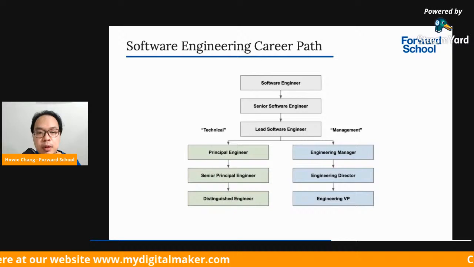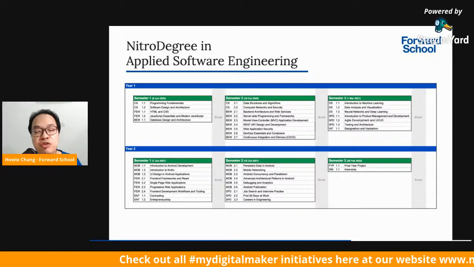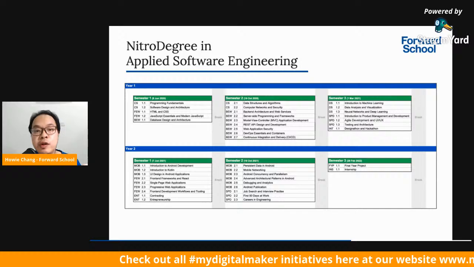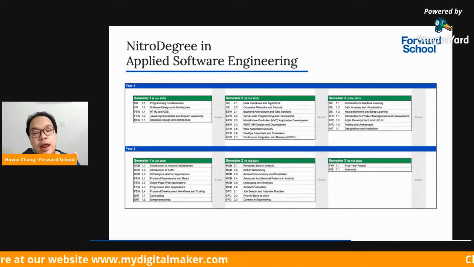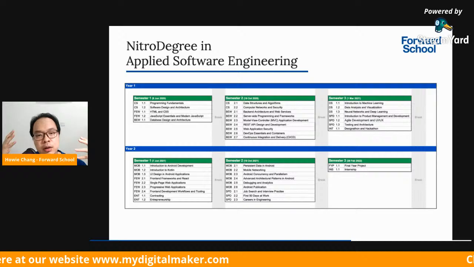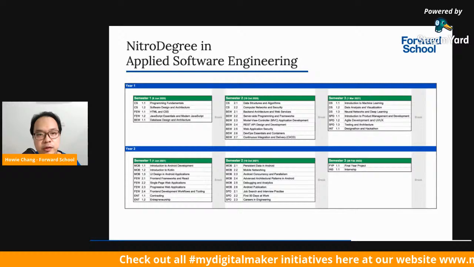My next slide is on the Nitro degree in applied software engineering that Forward School is offering. This program that we have created has one aim, and that is to produce highly employable software engineers with the skills, knowledge, and hands-on experience that employers require. But more than that, we will focus on the human skills as well, because there's no point having all the skills in the world if you do not know how to work with people.